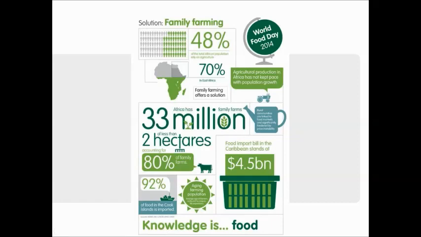The same infographic went on to give more figures. So there you've got various numbers which are meant to draw in the eye, as well as icons that explain what is taking place. 48% of the total African population rely on agriculture. So this is designed to be memorable. When you see these numbers, it sticks in your memory and you remember some of these figures.